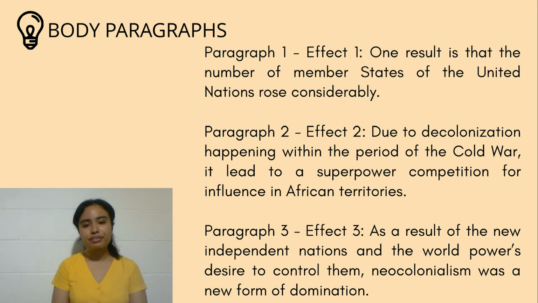For the second paragraph, we have this important superpower competition for influence in the African territories in the context of the Cold War. And then again, we have two different important elements, which are, first of all, how the United States and the Soviet Union both decided to use monetary aid, military interventions, and technical assistance to encourage governments in these new countries that were beneficial to their own interests. And the other element is how some countries decided to not take part of this conflict and created the non-aligned movement where they declared their neutrality.